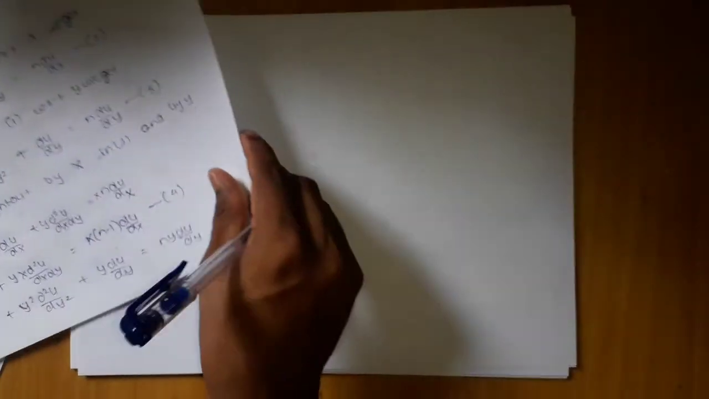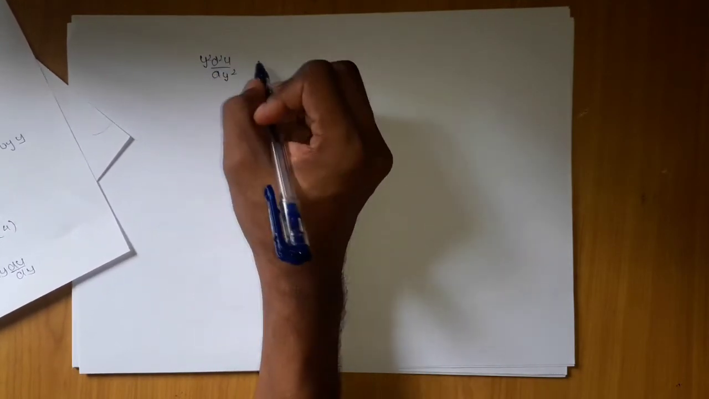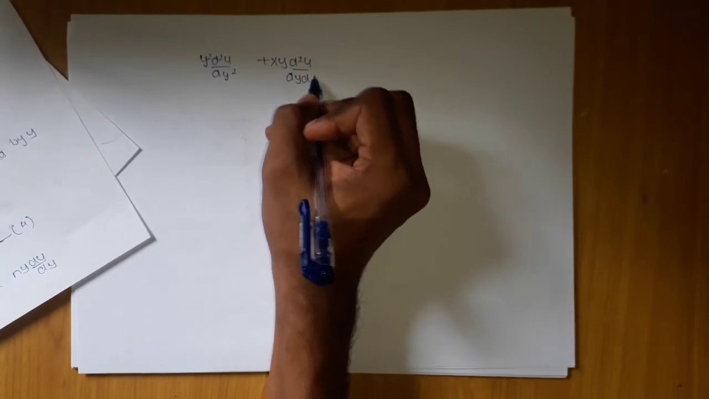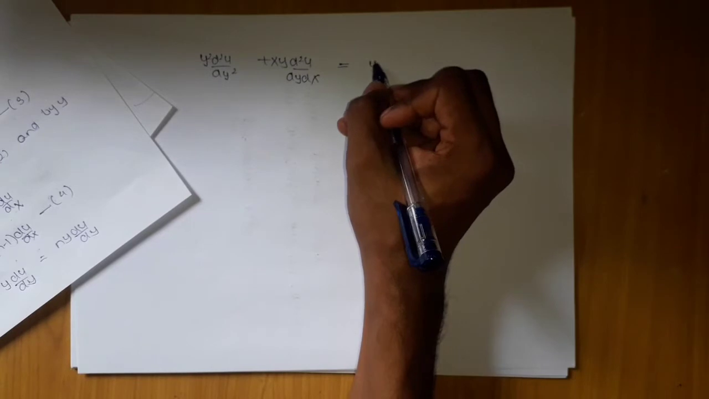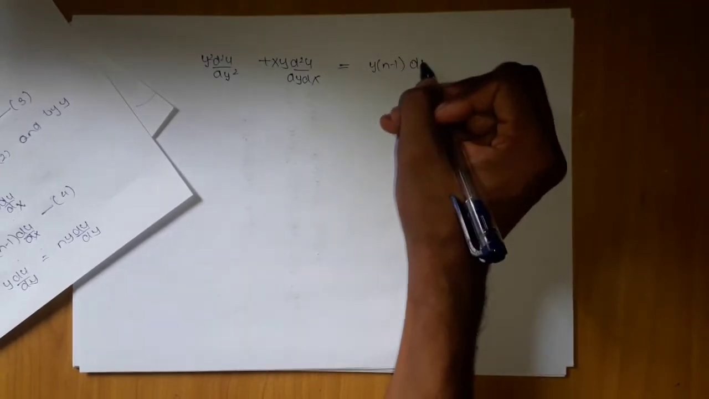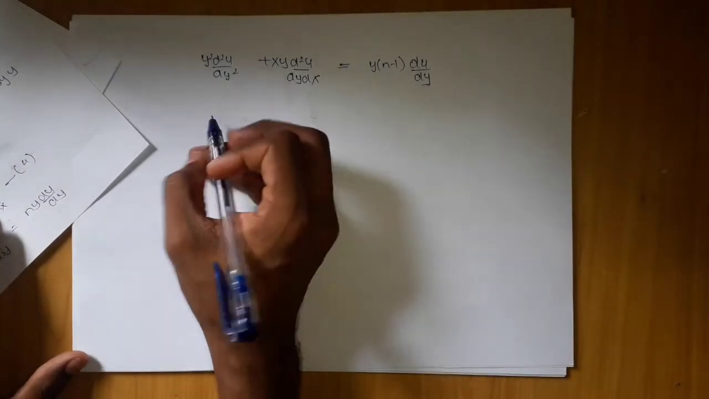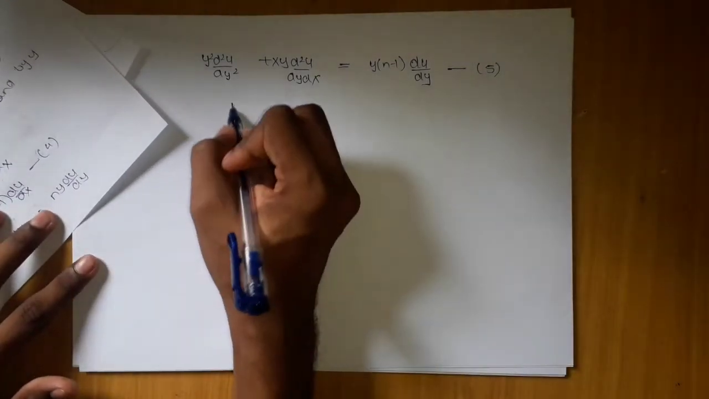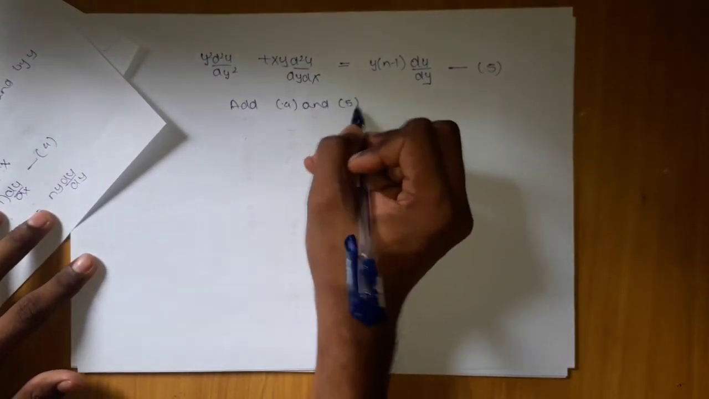Now I am going to arrange the terms. So, y square dou square u by dou y square plus xy dou square u by dou y dou x, and if I move this to that side, I have y n minus 1 into dou u by dou y. If we simplify it further, no, just keep it here only. Let's call it 5. Add 4 and 5.